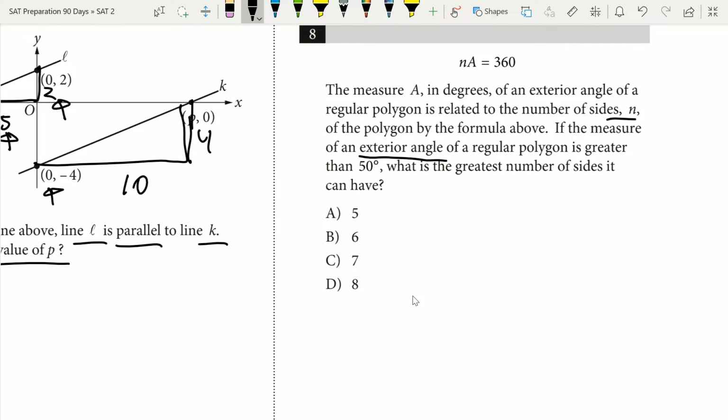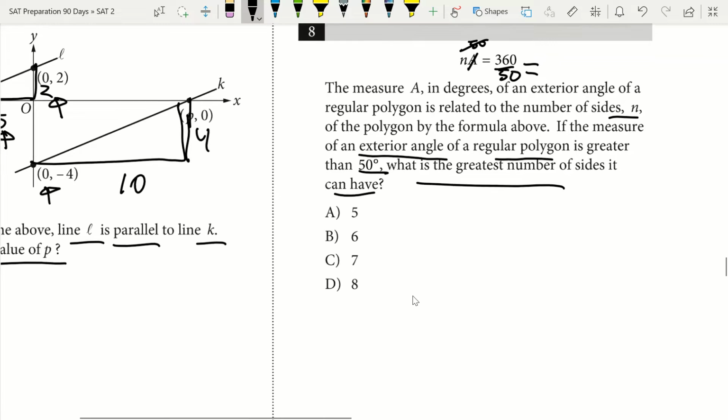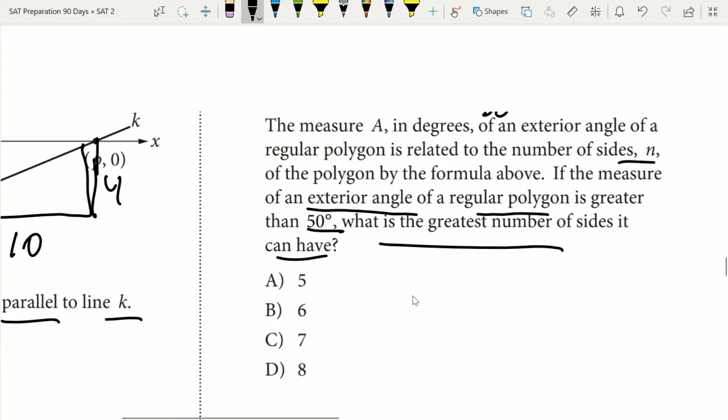If the measure of an exterior angle of a regular polygon is greater than 50 degrees, that means the angle has got to be 50 degrees or more. What's the greatest number of sides it can have? I divide 360 by 50 to get rid of that. What is 360 over 50?